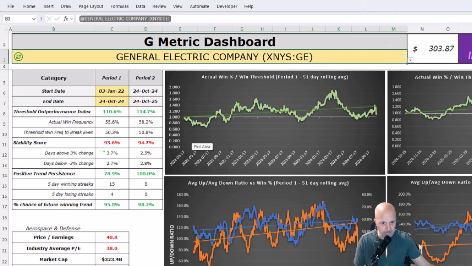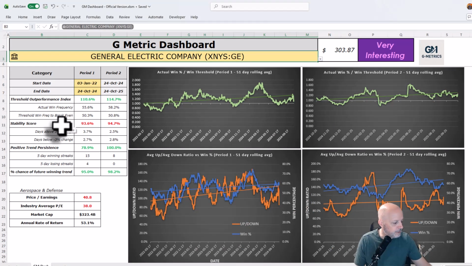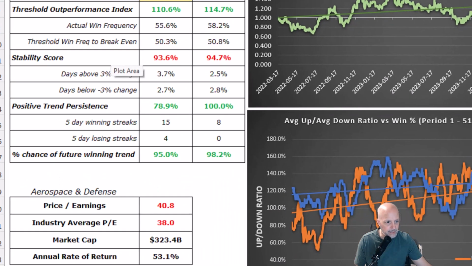Let me zoom out of here for a second. And I'm going to zoom in again, scroll down a bit, and click here. All right. My last stat here is called percent chance of a future winning trend. You see the numbers here. I'm going to dive into where they come from in a second, and it relates to the charts up at the top, but it's like a 95% winning trend for period 1 for GE.